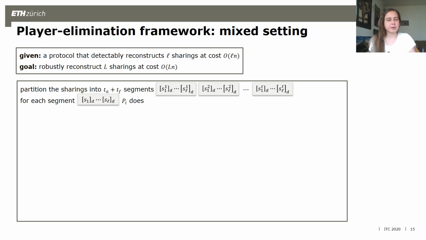So this is done by first partitioning the L sharings to be reconstructed into TA plus TF segments of length L. And L is now this big L divided by TA plus TF. And then these segments are processed in sequence. So for each segment, we do as follows. First, not surprisingly, we try to reconstruct it detectably. And now it could be that everyone is happy, that we reconstructed the sharings, but it could also be that someone is unhappy and we don't have the results yet. And we want to check which one is the case.